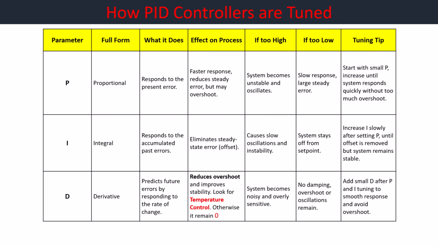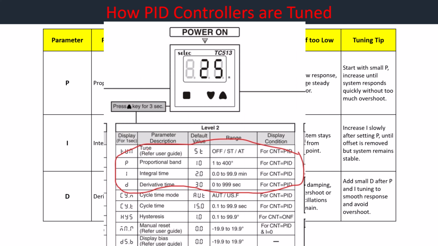Let's quickly understand P, I, and D tuning. P stands for proportional. It reacts to present error. Too high and the system oscillates. Too low and the response is slow. I is integral. It corrects past errors. It removes steady offset, but too much makes the system sluggish. D is derivative. It predicts future error. It smooths the response and reduces overshoot, but too high makes it noisy. Remember, P handles the present, I corrects the past, and D anticipates the future.